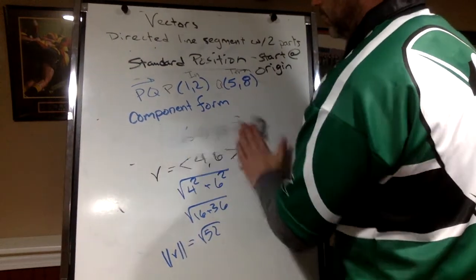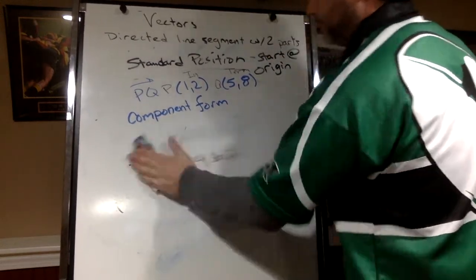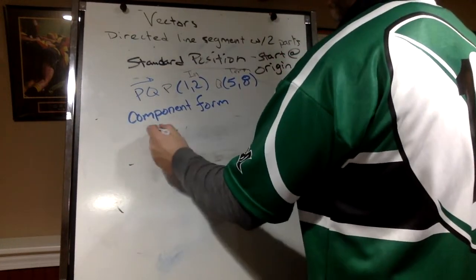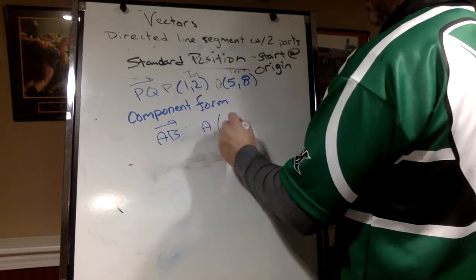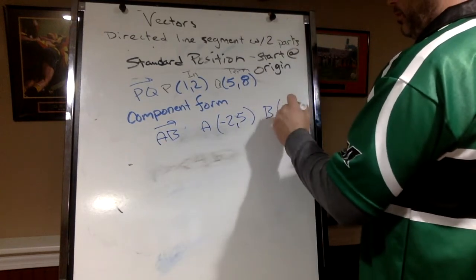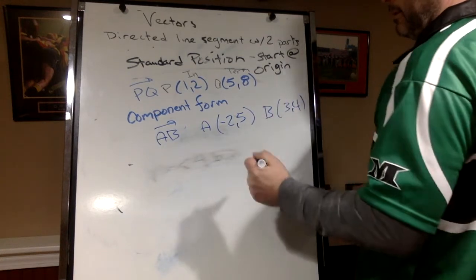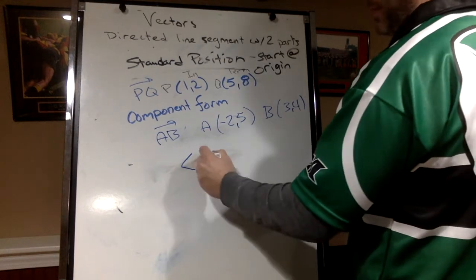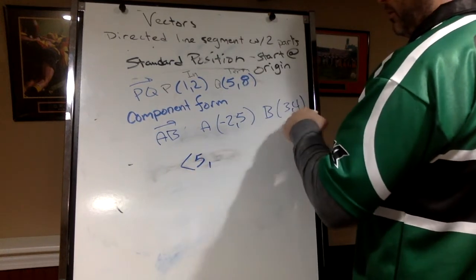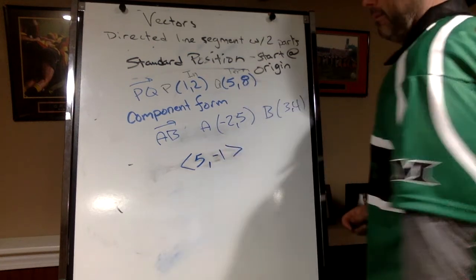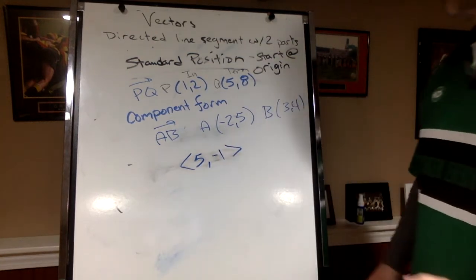Let's try another one. Component form. Let's do AB. If A was negative 2, 5, and B was 3, 4. Again, component form. 3 minus negative 2 is 5. 4 minus 5 is negative 1. Bam. Component form. All right?